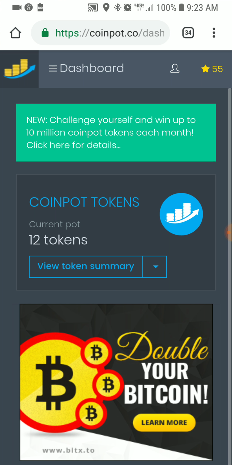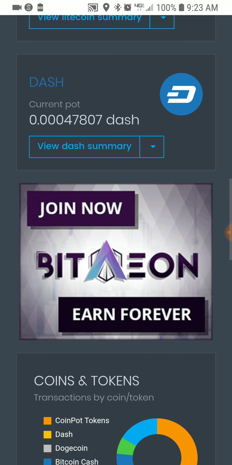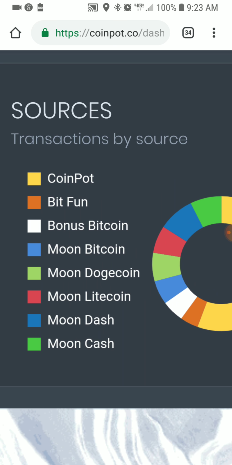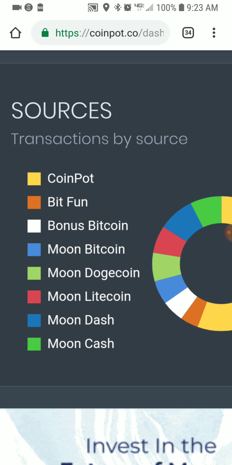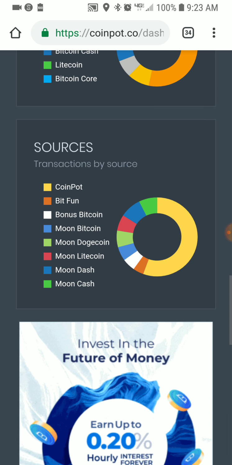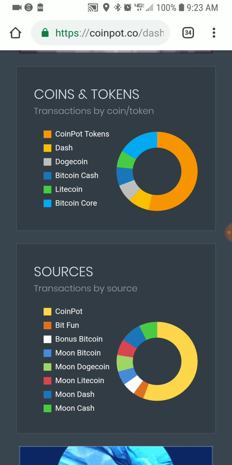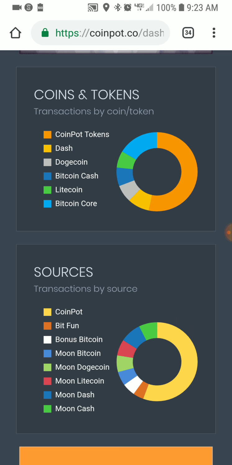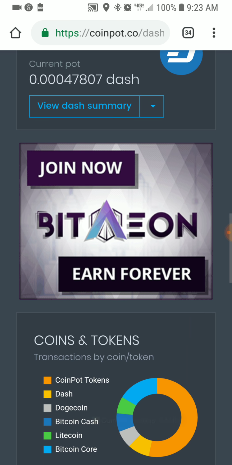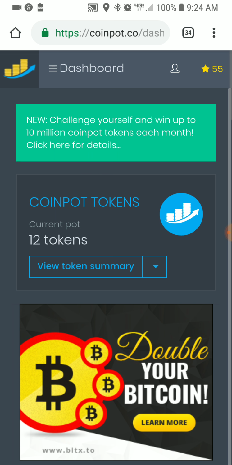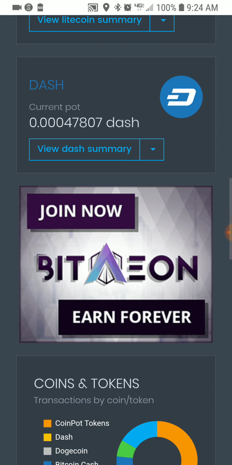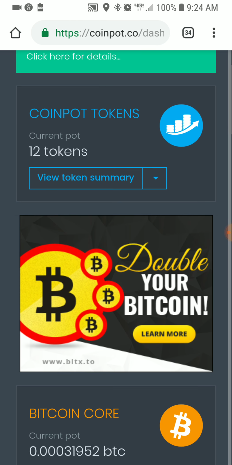So I made an account with this CoinPot thing, and I also made accounts with, you can see right here, CoinPot, BitFund, Bonus Bitcoin, Moon Doge, Moonlight, Moon Dash, and Moon Cash. Once you go to these different websites, they pay out Bitcoin, Litecoin, and all this other stuff to this one certain website right here, which is CoinPot. I'll put all the links down in the description of the websites I use to, I guess, get Bitcoin for free and make some money from it.